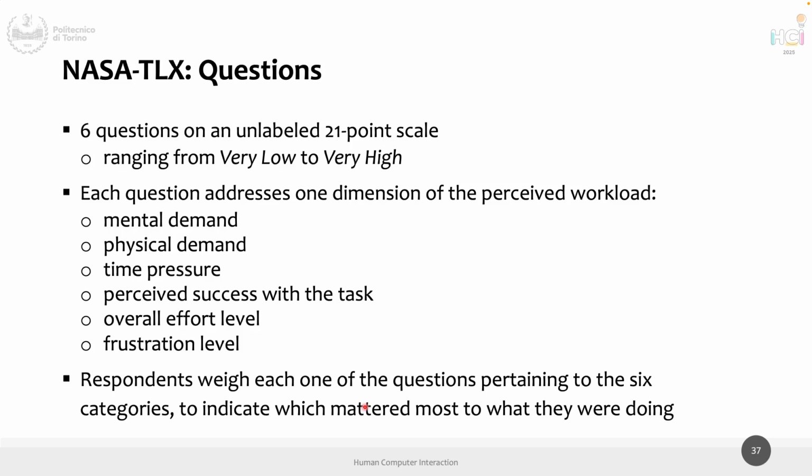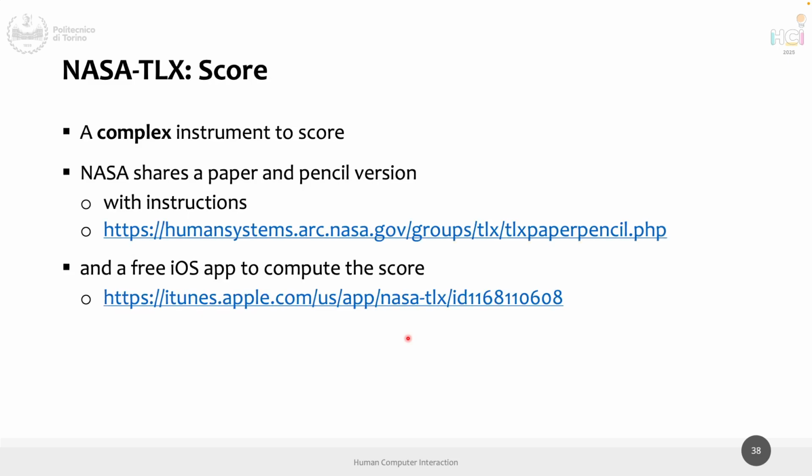This questionnaire has 6 questions on an unlabeled 21-point scale that ranges from very low to very high, and each question addresses one dimension of perceived workload, as I said before. And then respondents weigh each one of the questions pertaining to the 6 categories to indicate which matter most to what they were doing in that moment. So it's more, the physical demand is more important than the mental demand in this task, or the performance, or the effort. So which is the relative weight of these categories according to the task, to the workload at hand.